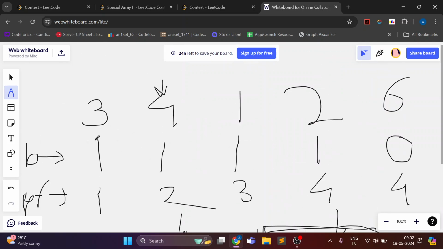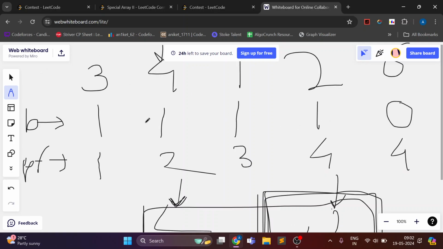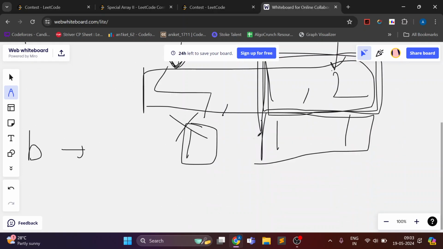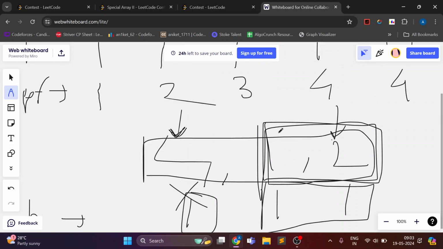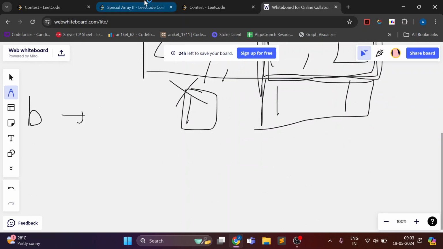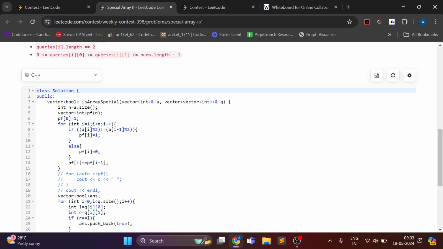I hope you understand this. This is, I would say, not an intuitive concept. This doesn't come to mind when you are trying to solve a prefix sum problem. You will just think of a standard prefix sum, but you have to convert this information into some other array and take that prefix sum. So this was not intuitive, I would say, but easy for implementing. So let's just see the code.